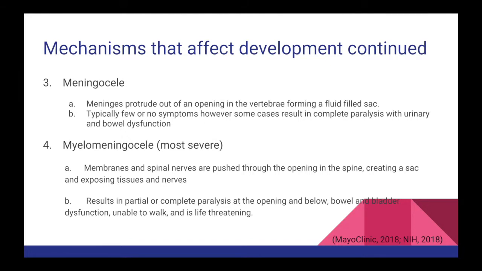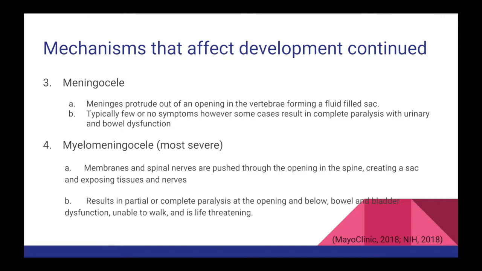Another type of spina bifida is meningocele. With meningocele, a sac of fluid forms through an opening in the baby's back, but the spinal cord is not pulled into the sac through the opening. Again, this results in little to no symptoms. However, again, there are cases that result in complete paralysis, causing urinary and bowel dysfunction.